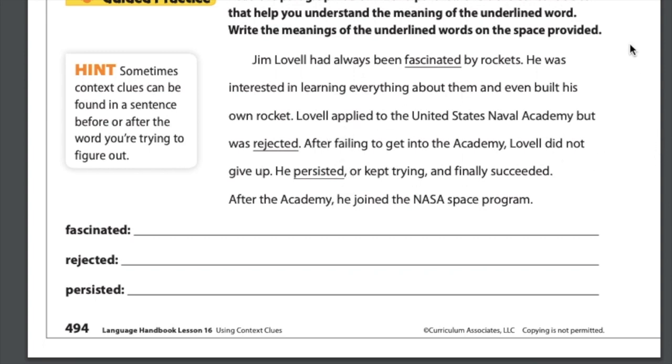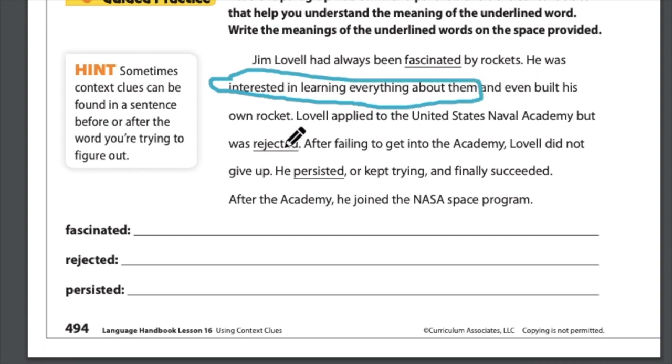We'll just go one by one. Fascinated by rockets. What does it mean for him to be fascinated by something? Well, by rockets, he wanted to learn everything about them and built his own. So it either has to do with building it or being interested. And in this case, it actually is just being interested in the rockets. Being interested in everything about them.